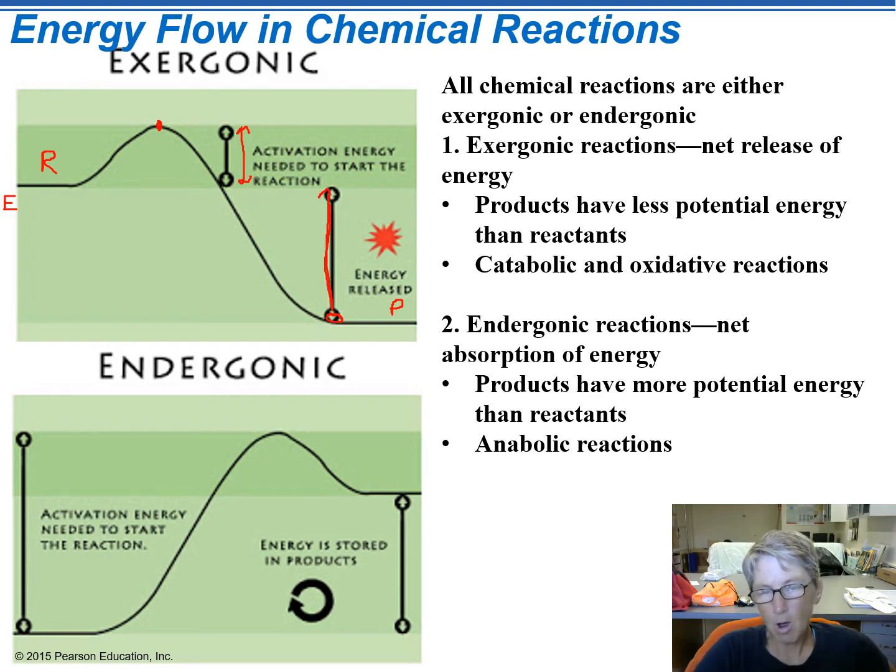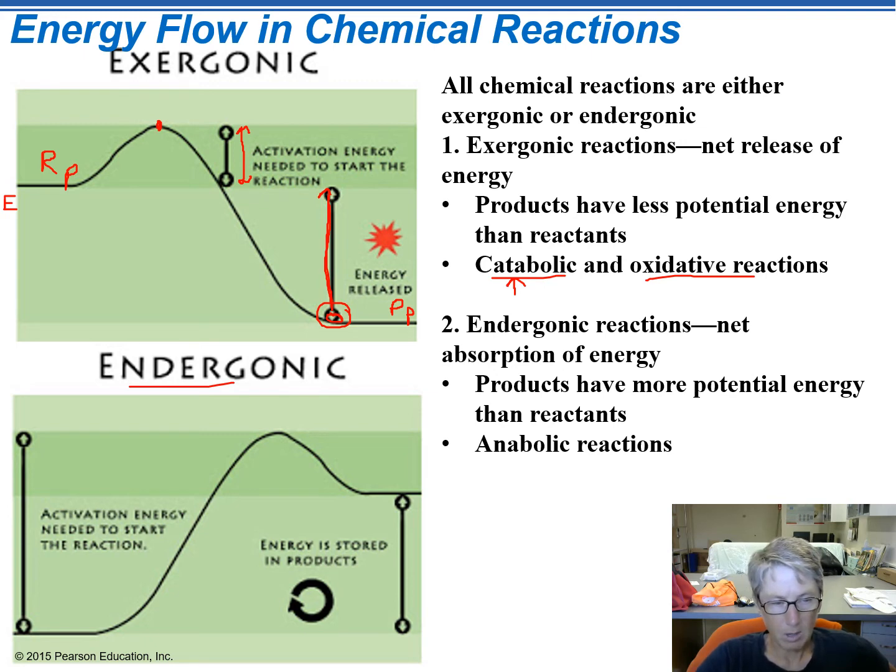And the products down here have less potential energy than the reactants. So remember, here's the potential energy of the reactants, and here's the potential energy of the products. Exergonic reactions include catabolic and oxidative reactions. Remember, we looked at those redox reactions where electrons are shuttled around, and catabolic means breakdown, a reaction that breaks things down. And then endergonic is a reaction where you absorb energy.